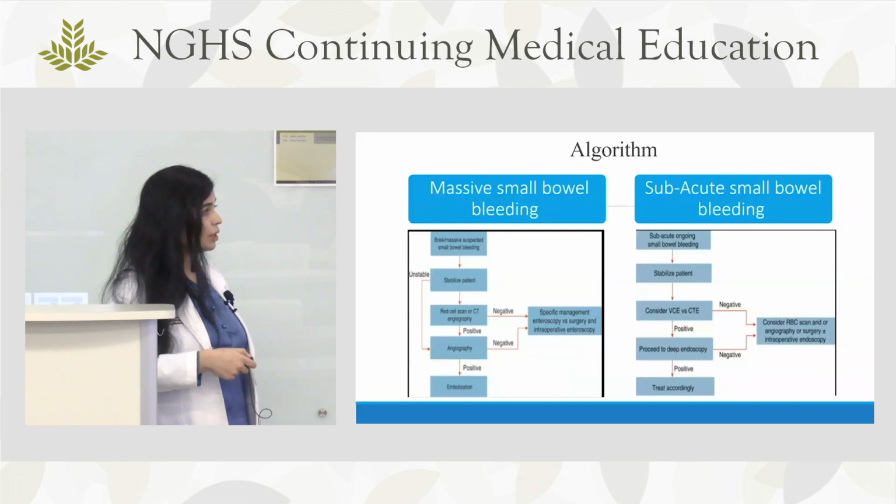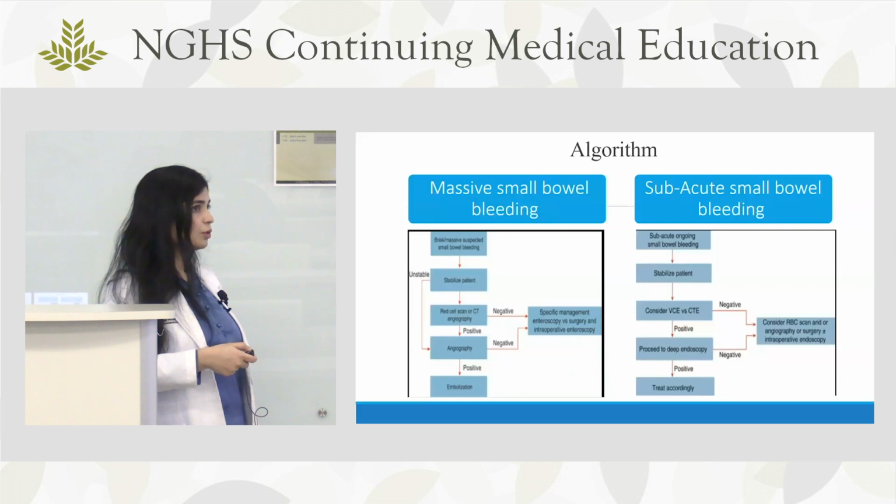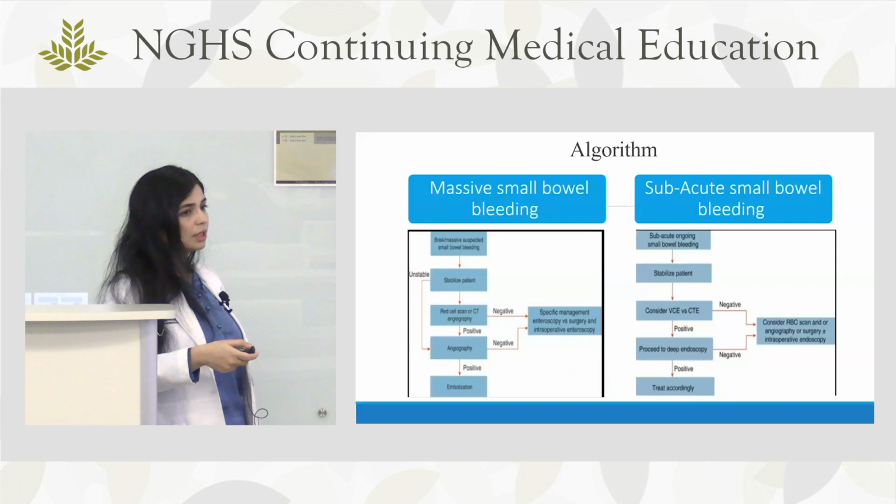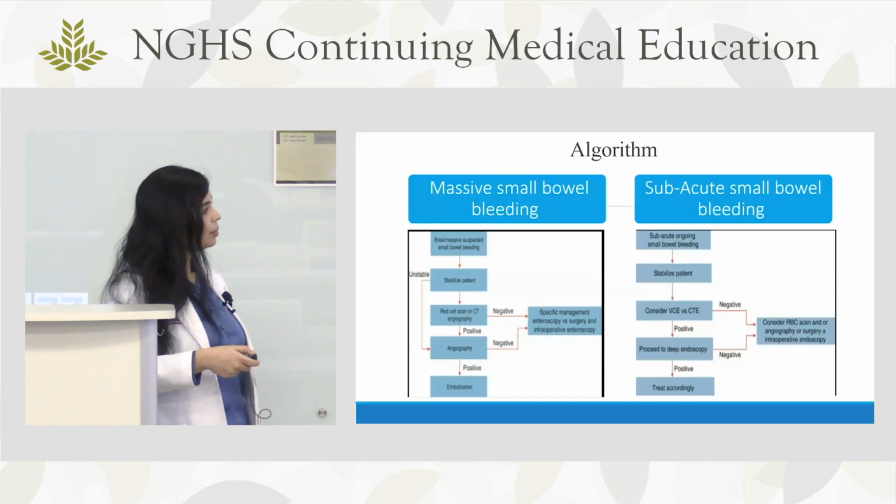If the video capsule endoscopy is positive, then you find a source of bleeding. They're bleeding, let's say, from their proximal duodenum. Then you can consider a double balloon or a single balloon enteroscopy with an intervention that's needed, like clipping or embolization.